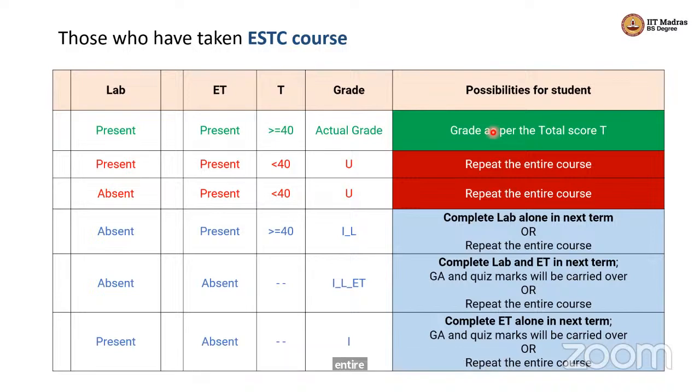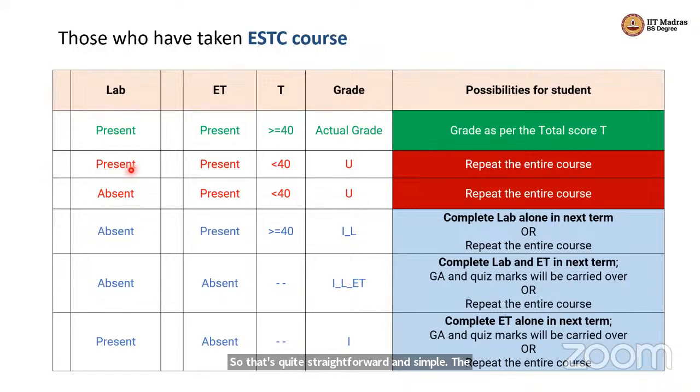So what do you have to do in order to get that? You should be present for the lab, you should be present for the end term, CET means end term, and your total final score should be more than 40%. Only then you will get the actual grade. That means you will get the grade as per the total score. So that's quite straightforward and simple.